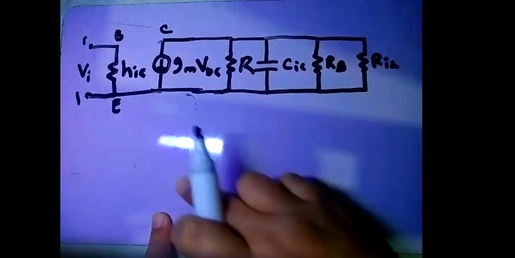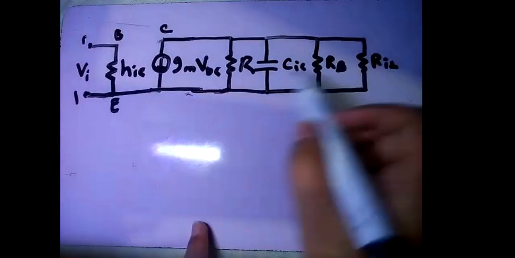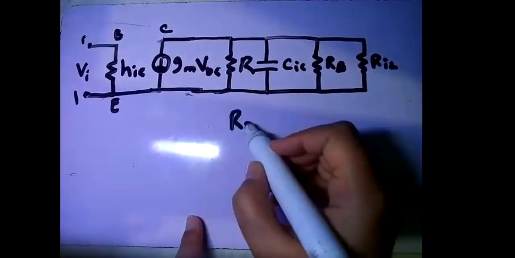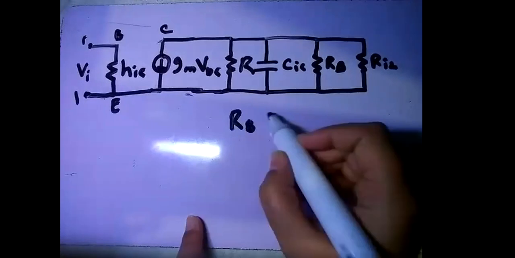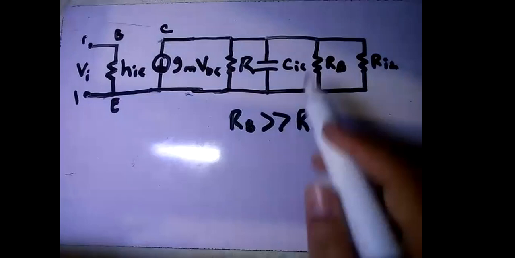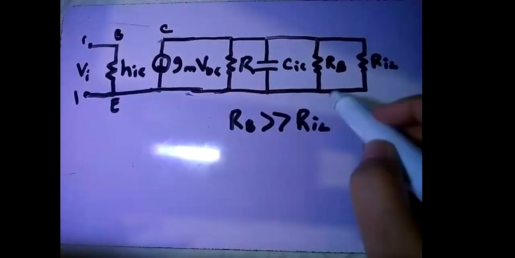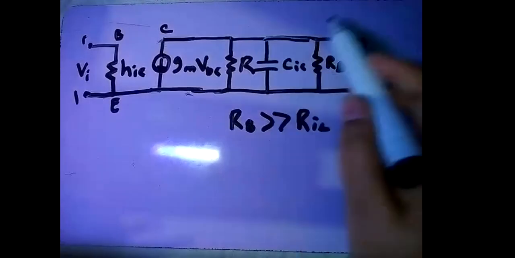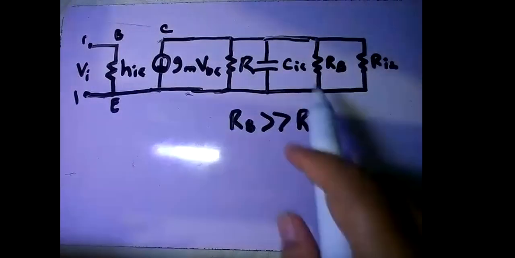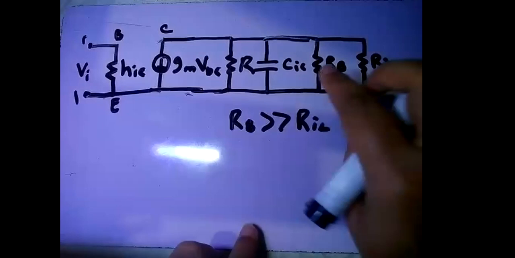From here you can see, we select RB, a combination of R1 and R2, much greater than RI2. So if there is much more opposition, why would the current flow through it? The current has a second path, which is RI2. It will flow through that. So this resistance RB, which is large enough, becomes non-functional, and we can remove it.